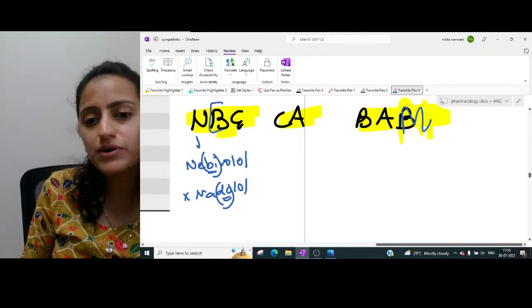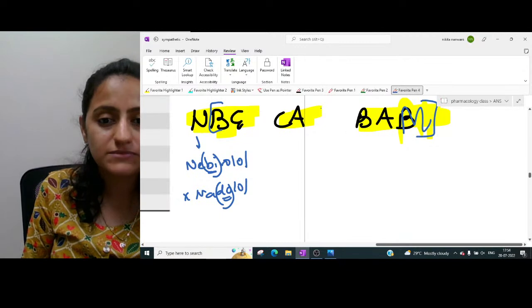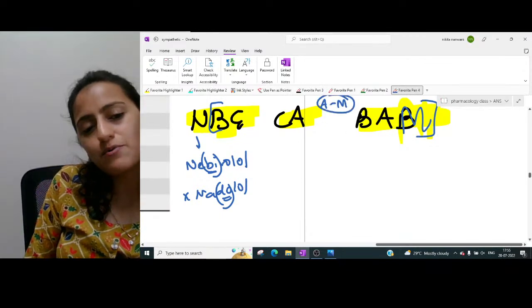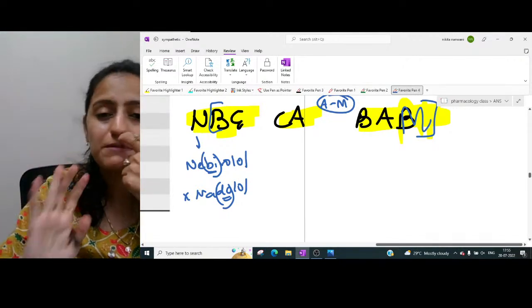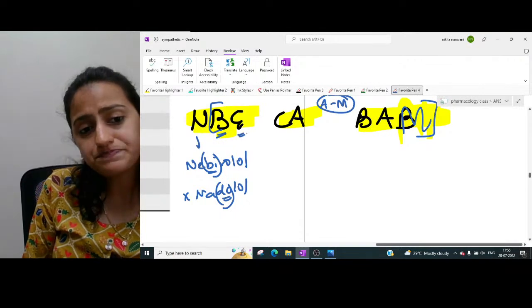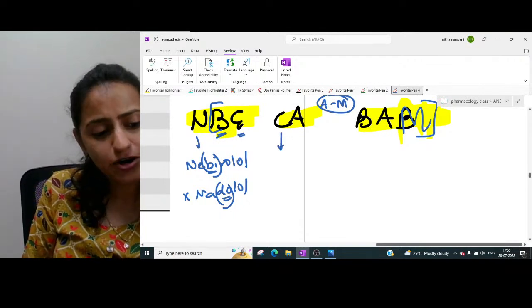The rest of them you can see are the alphabets up to M. So basically beta blockers with A to M will be mostly beta 1 selective. After M, except nebivolol, they will be non-selective. So you have bisoprolol, esmolol. What is C for?